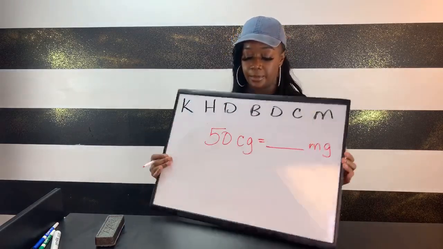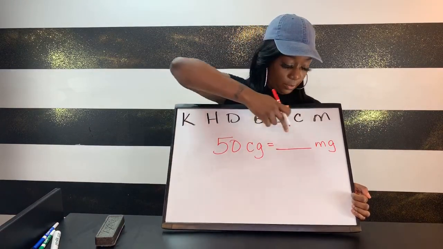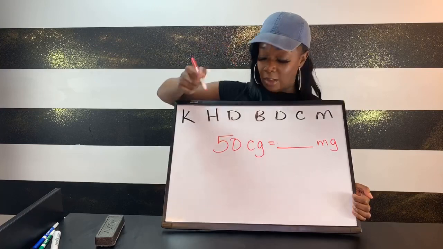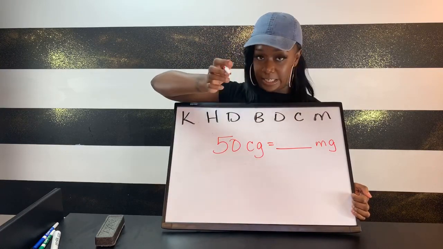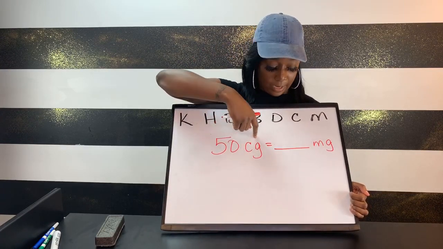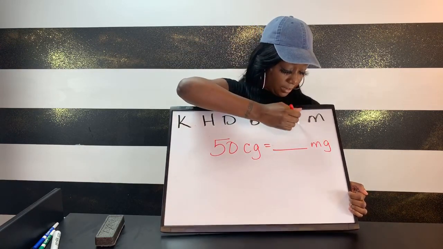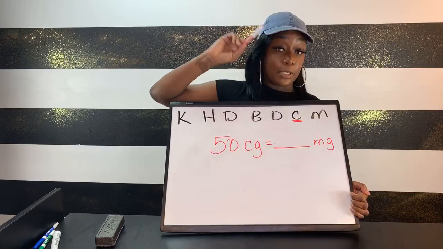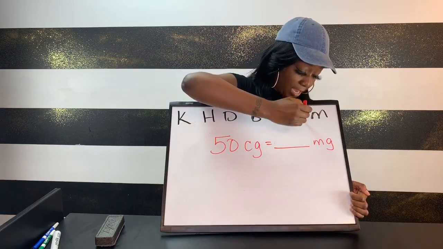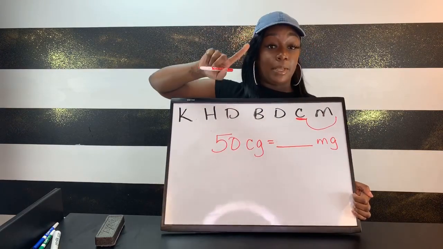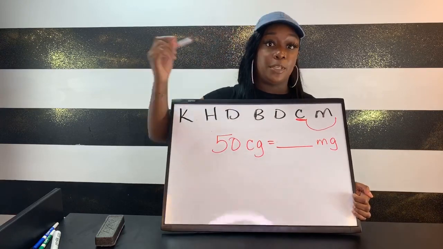With our next one, it says 50 cg equals how many mg? So I know C is centi. We know G stands for grams. So 50 centigrams is how many milligrams, right? So I'm going to start at my C, which is here. And I know if I want to go to milli, I have to go to the right, and I only have to go over 1 unit. So what does that mean? That means that my decimal has to go 1 unit to the right.